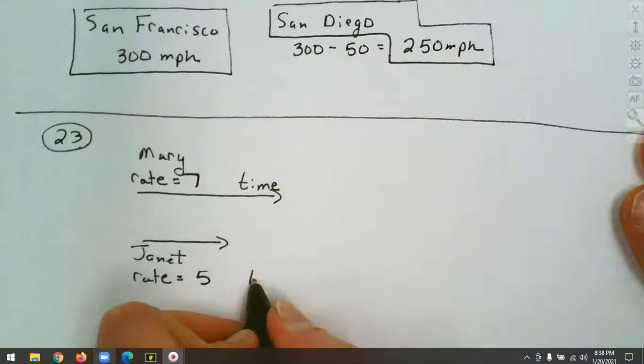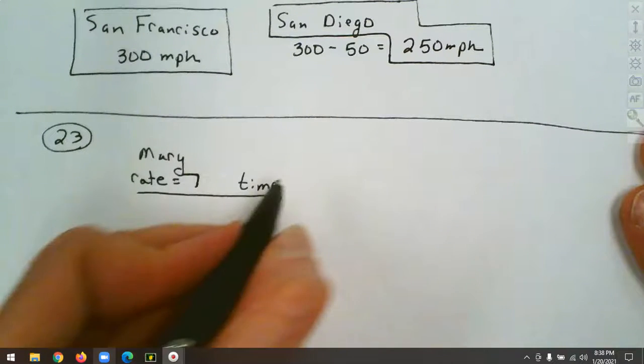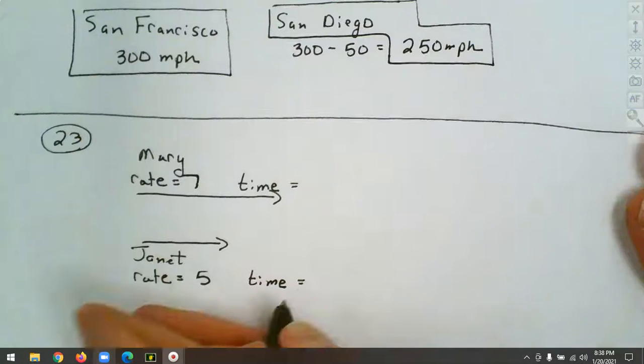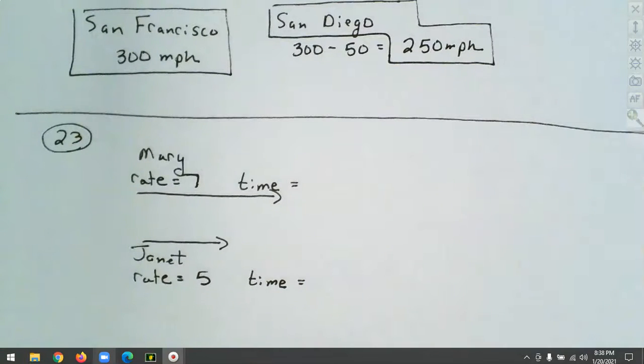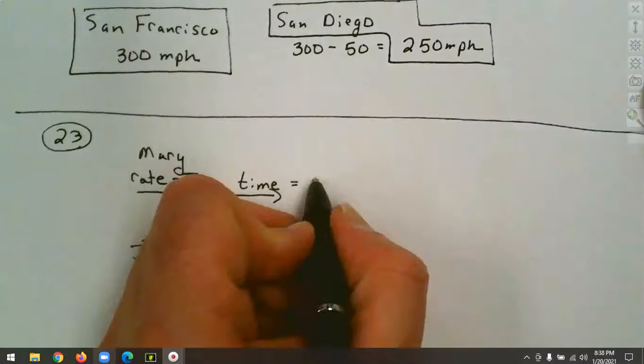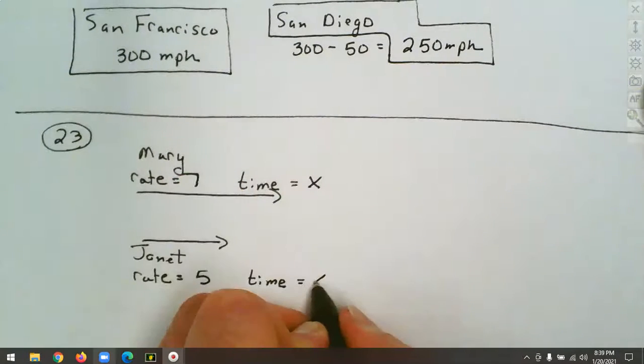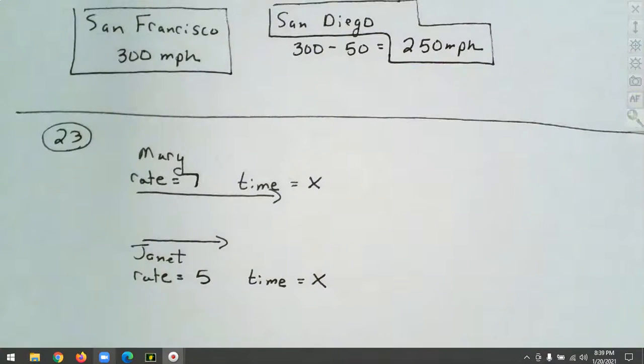We need to find our times. Do we know either time? No. Do we know anything about the times? No, but we know they're the same, right? Because they start at the same time. So if Janet runs for 20 minutes, Mary runs for 20. So we don't know what those are, but we do know they're the same. So our times are going to be x.